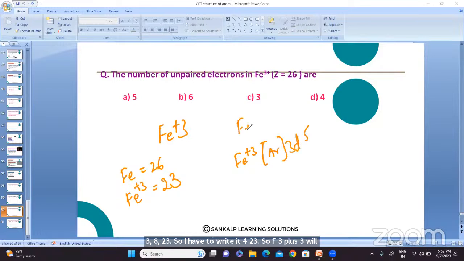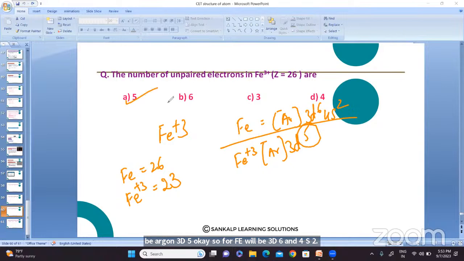For Fe it is argon 3d6 and 4s2. So for Fe3+, the number of unpaired electrons is 5. So option A will be the correct answer. Yes, Sri Varuni has answered it right. It is A.